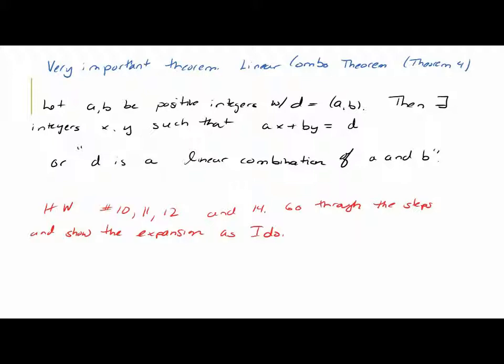In your book, it's theorem 4. So if I have two positive integers and I know that the GCD is D, then what I know is that I can write D as a linear combination of A and B. That's all that says. And it seems so innocent too. All of these things seem innocent when you're reading it and you're like, oh, what does that have to do with anything? It's actually pretty important.